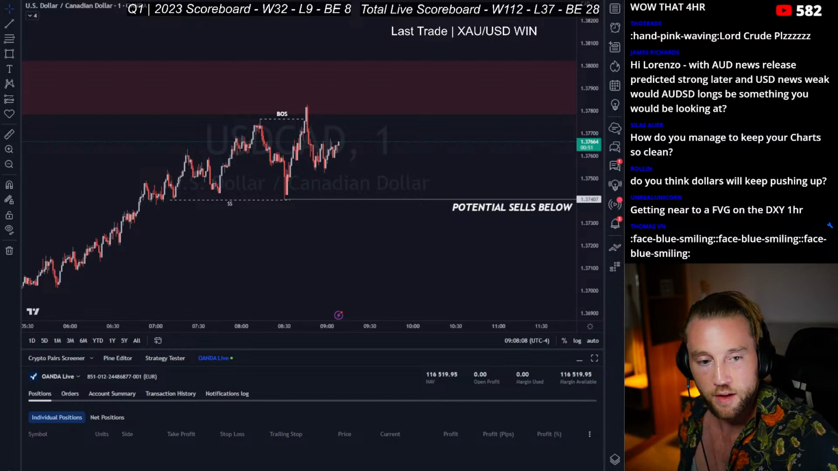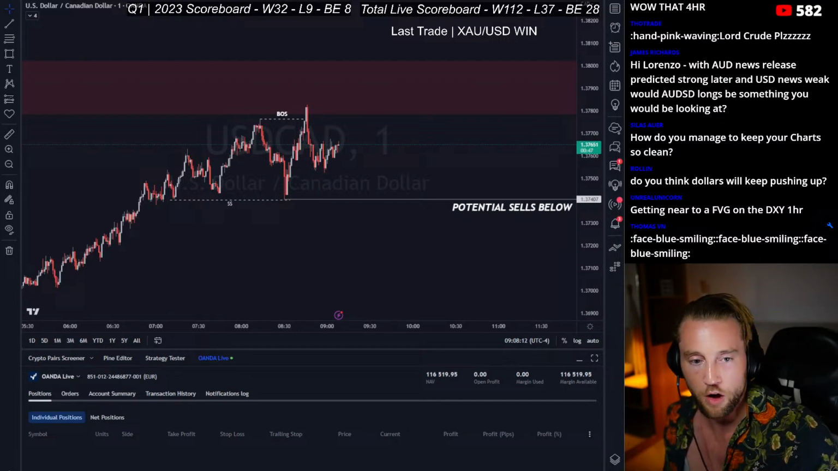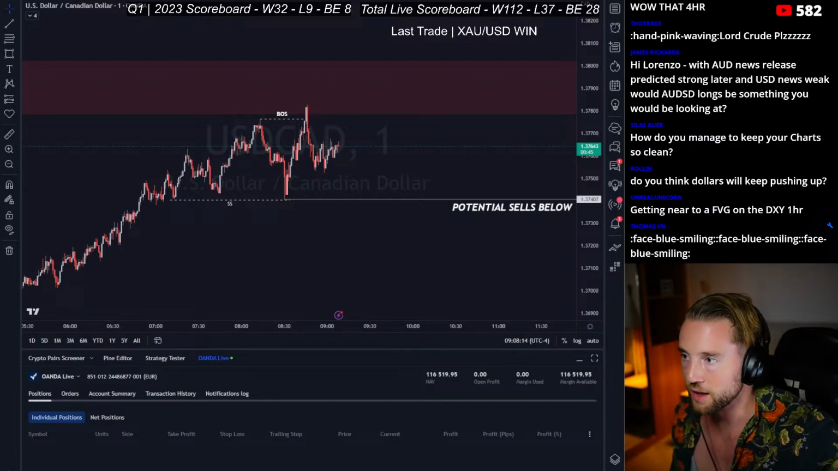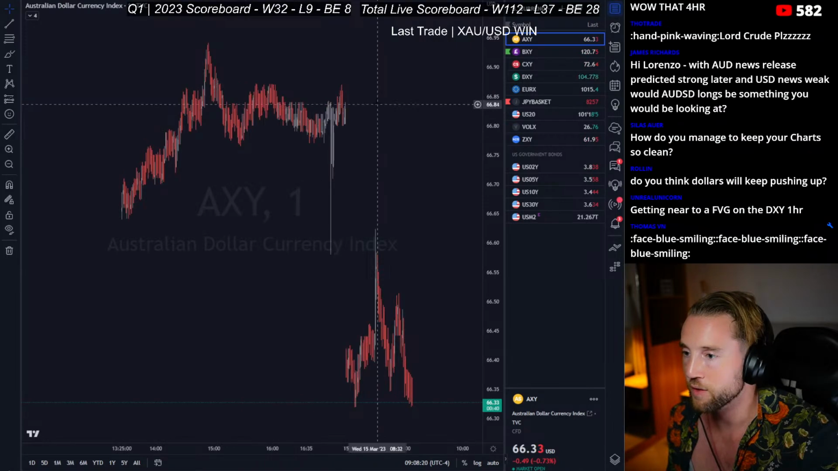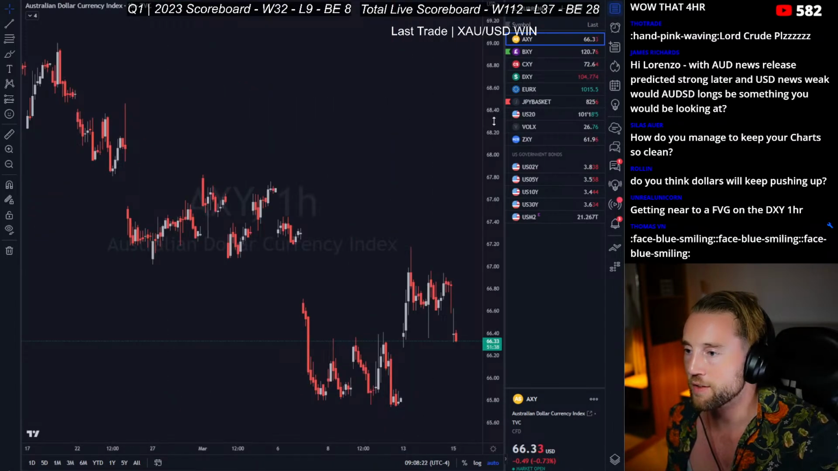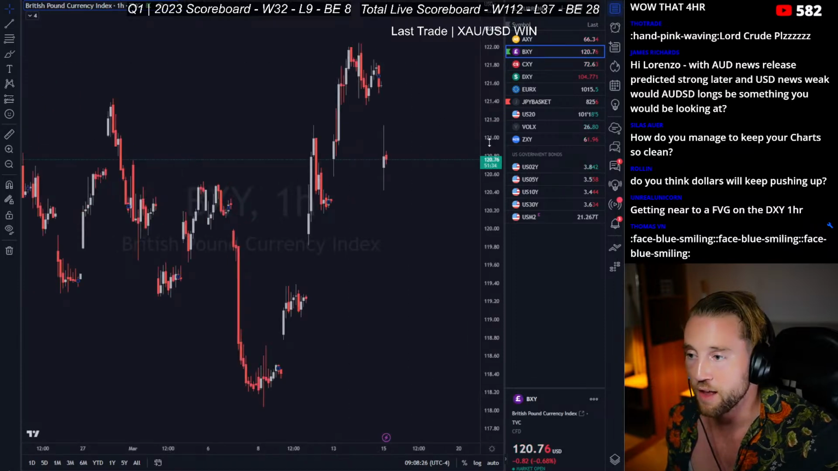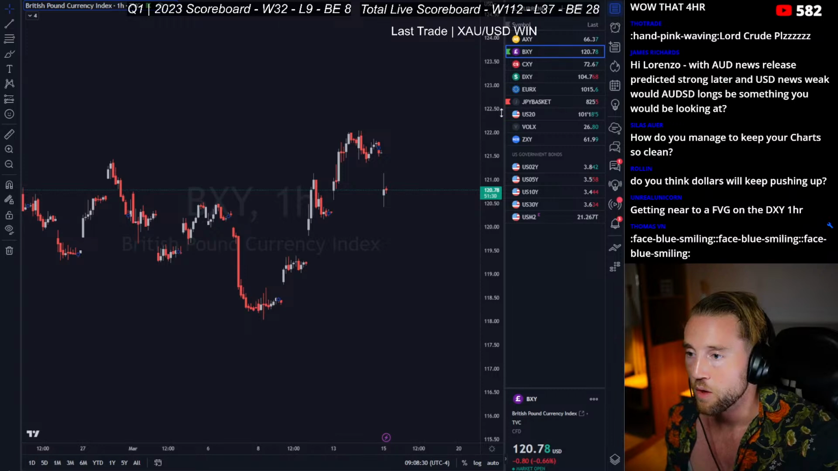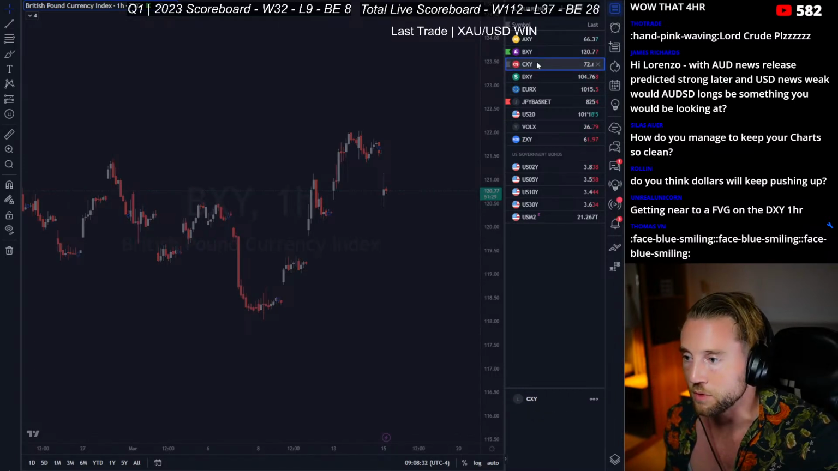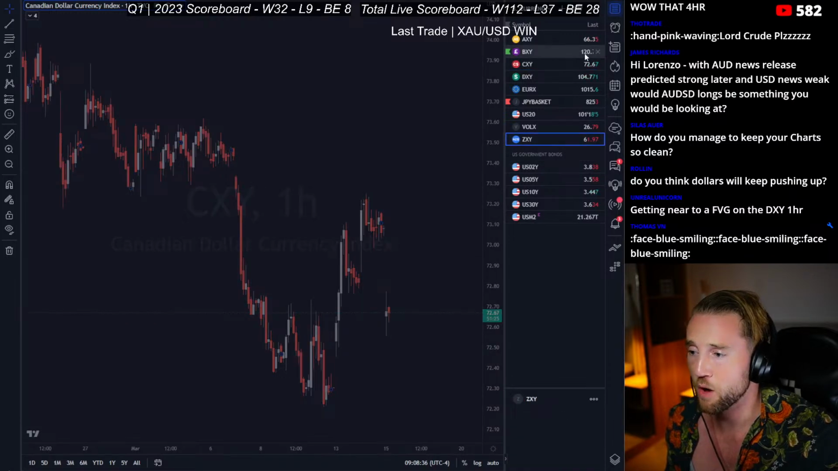James says, hey Lorenzo, with the Australian dollar news release predicted strong later and the US dollar news, would the Australian dollar launch be something you would looking at? Yes, exactly. That's actually a great valid point here. That's something I would definitely start looking at. Not that the Australian dollar at this particular moment is very, very strong here. But if that happens or changes during the news, then yes, absolutely. I would definitely look at this. Similar to, you know, let's say the British pound, I can say as well.